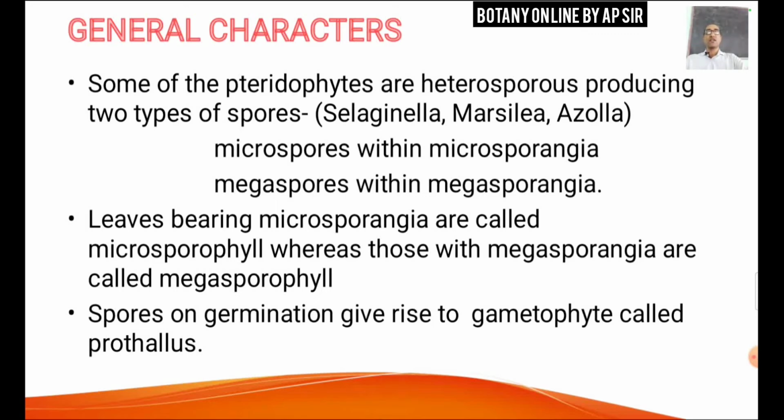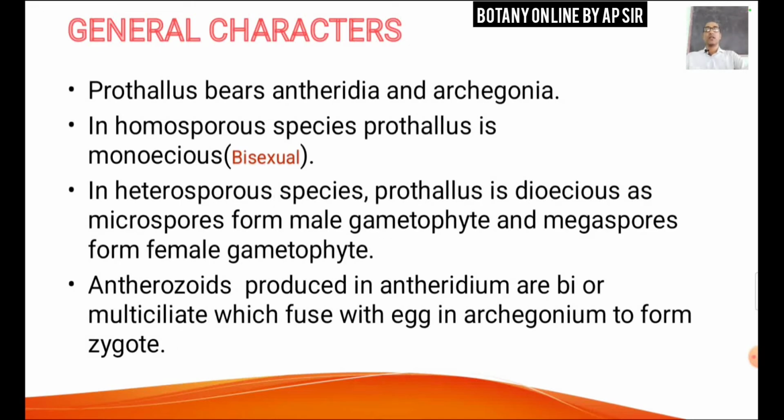Now what is the function of spores? The spores germinate to give rise to the gametophyte, which is known as prothallus. From spores the gametophytes are formed. Now come to the next slide. So the prothallus has been formed from spores. Now this prothallus bears antheridia and archegonia. You know that antheridia are the male sex organs and archegonia are the female sex organs.